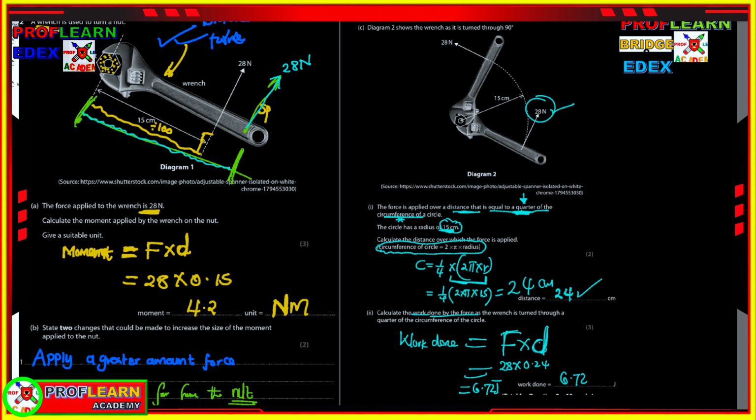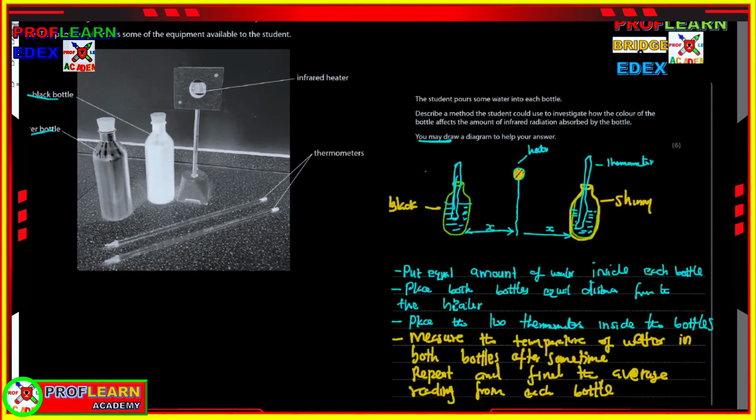We need to move to the second part of the question, the third question. A student investigates how much infrared is absorbed by different surfaces, and the photograph shows part of the equipment. We have a black bottle, and also we have a silver bottle, meaning a shiny surface which can reflect these infrared radiations.